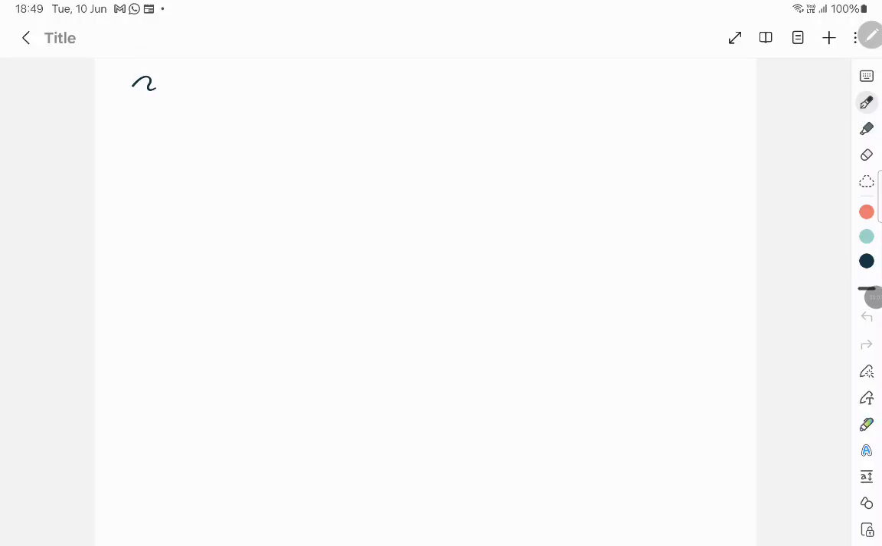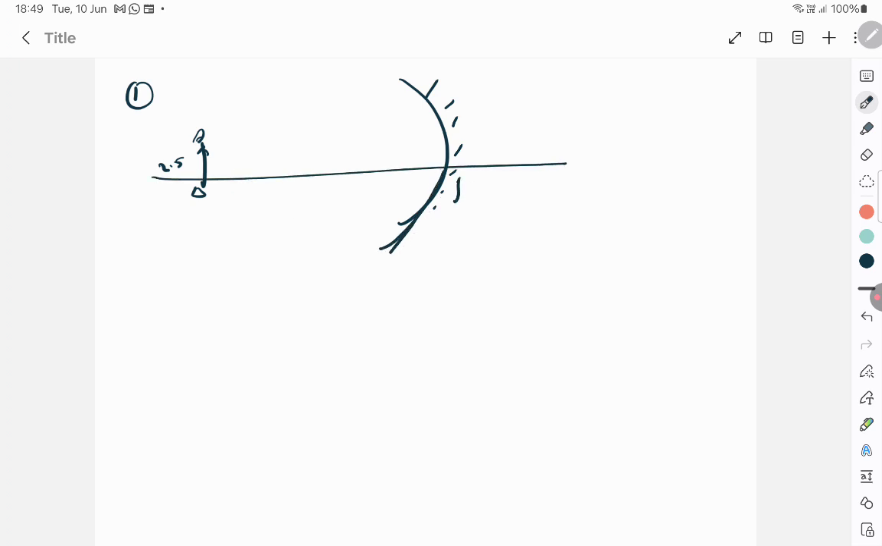So, NCERT book back question, first question: a small candle of height 2.5 centimeter, AB, is placed 27 centimeter in front of the concave mirror. This is the pole, in front of the concave mirror of radius of curvature 36. The focal length is half of it, which is 18 centimeter. Therefore, the focal length is somewhere here, and this is 18 centimeter.